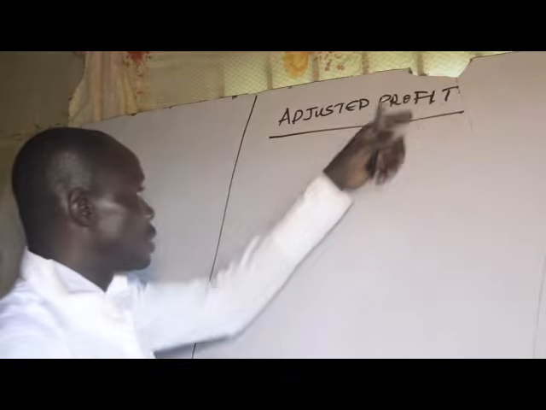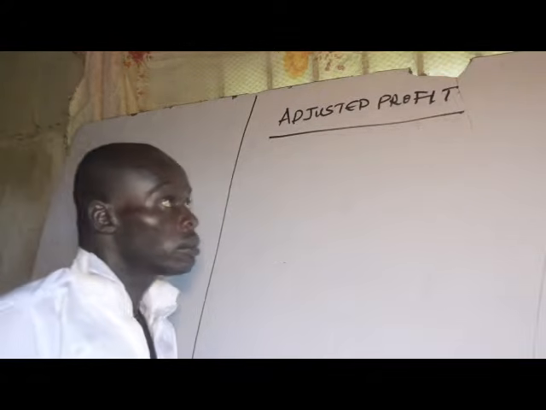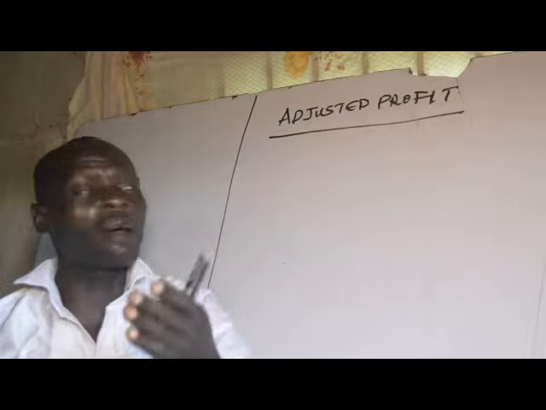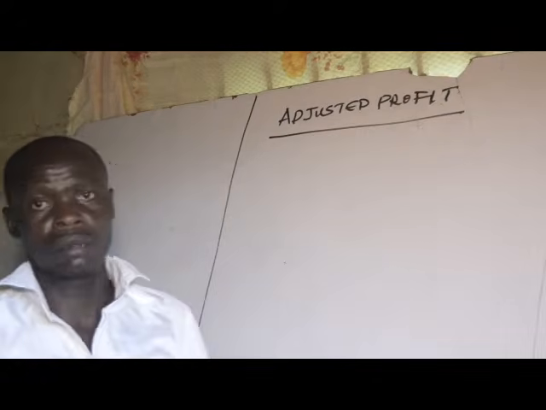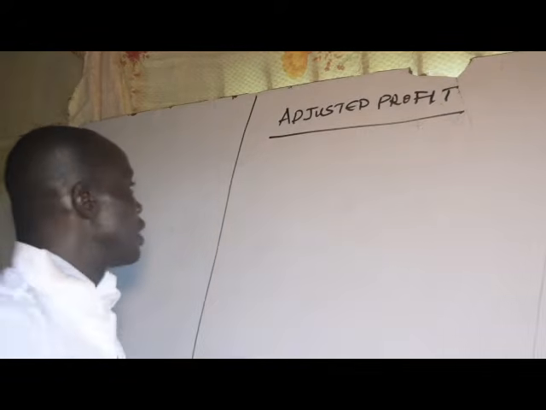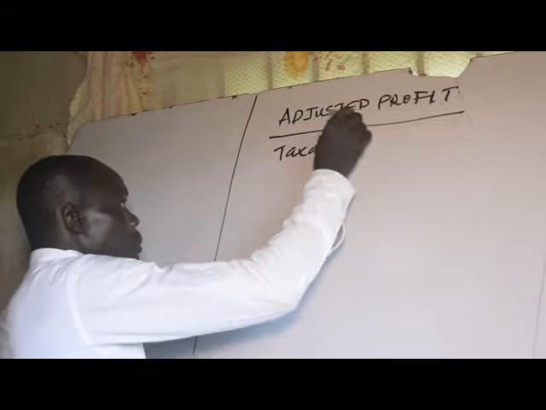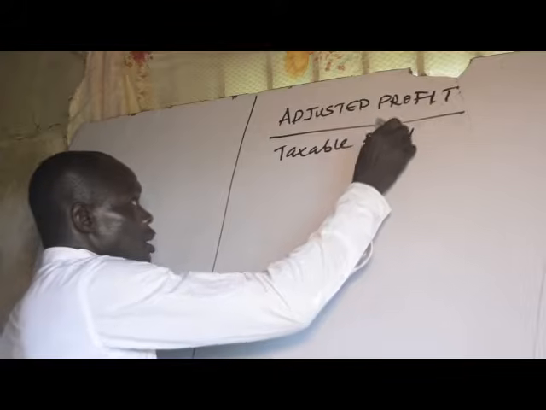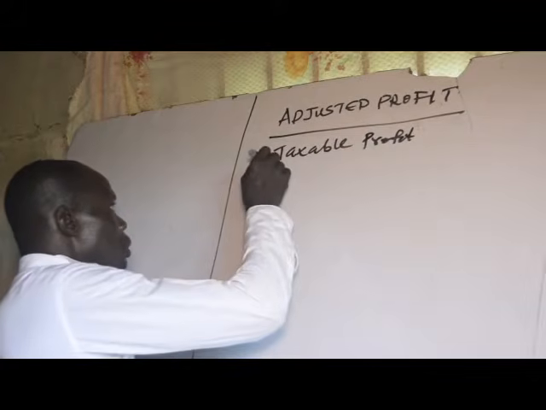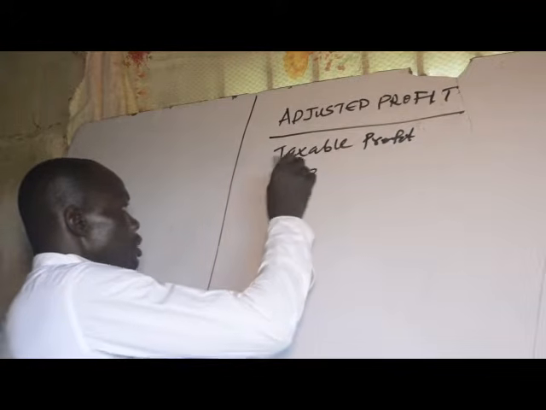Adjusted profits for tax purpose. Accounting profit is different from taxable profit. Taxable profit and accounting profit are not the same.